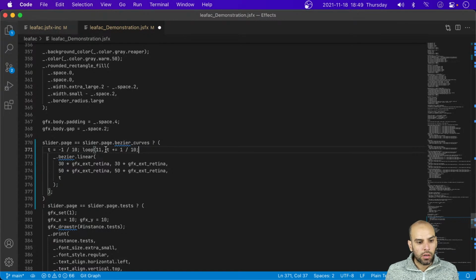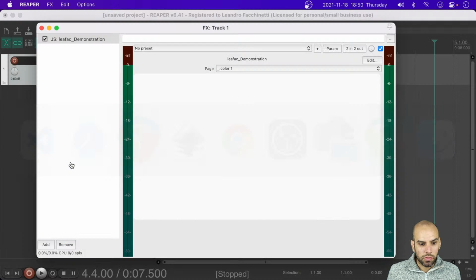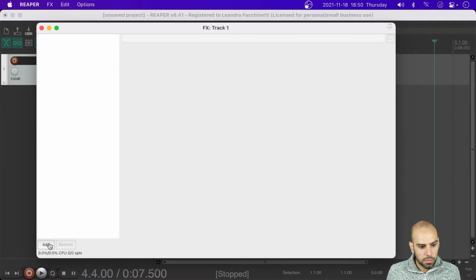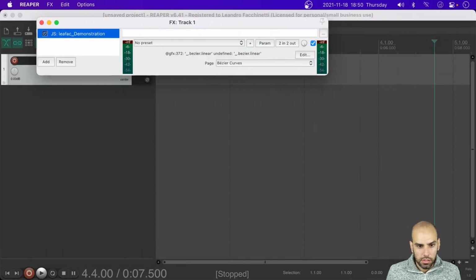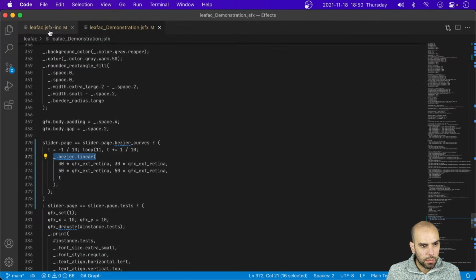All right, so 10 is going from 0 to 1 in 10 steps. And this is what the function is going to be called in this manner. Right, so let's implement this function, because as of now, if I try to load this plugin, it's going to fail, saying that I don't have that function. So let's implement that function.